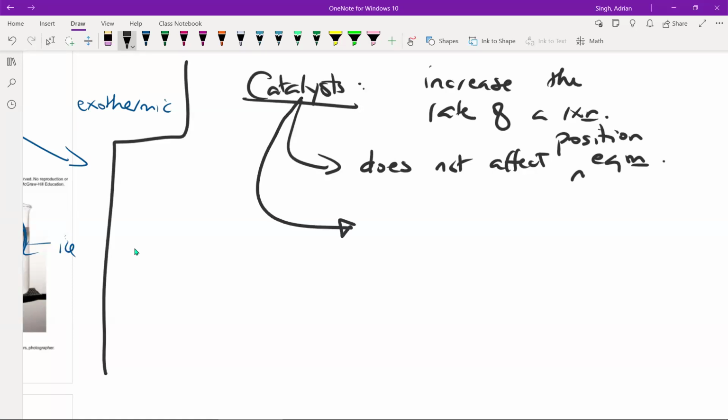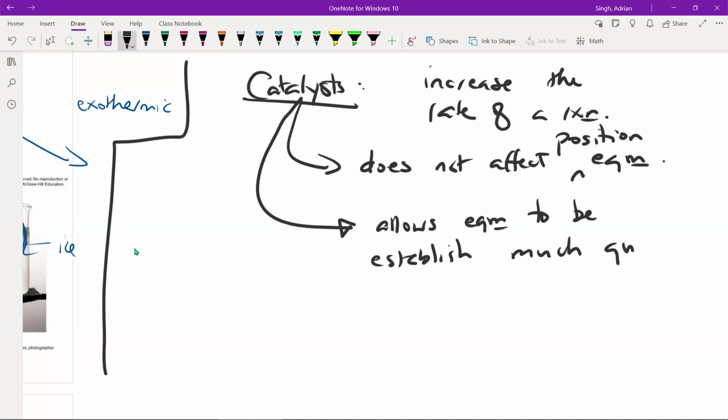Instead, what a catalyst does is it allows the equilibrium to be established much quicker than if we didn't have a catalyst present, right? So catalysts speed up reactions. They allow us to get to equilibrium much quicker. They do not force the equilibrium in any net direction to the left or to the right. Okay, so that's a common misconception about catalysts, that they affect the equilibrium. No, they just allow us to get to equilibrium much more quickly.